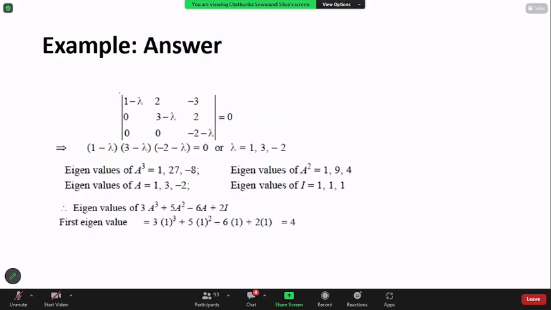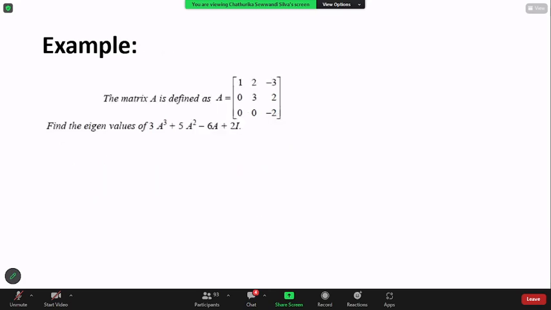Right. Now, we are going to find the eigenvalues of 3A cubed. Now, remember that in each case you have three eigenvalues. Right? So now, this is your question: find the eigenvalues of 3A cubed plus 5A squared minus 6A plus 2I. If we consider this whole expression, this is again a matrix, right? Because we have performed addition and subtraction between matrices of the same dimension.